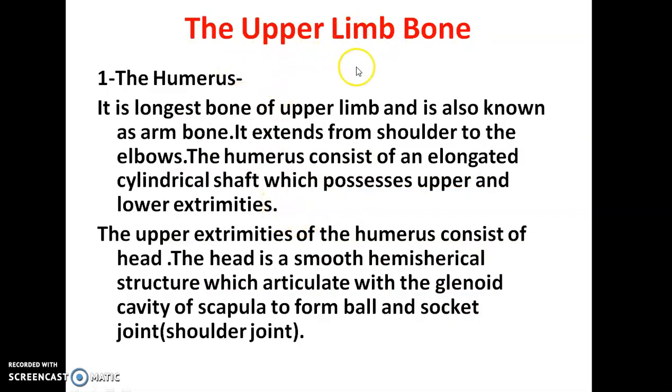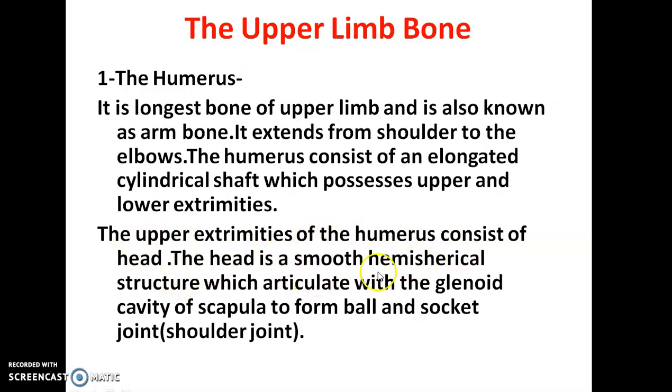Now the upper limb. In this upper limb the humerus comes. It is the longest bone of the upper limb and is also known as the arm bone. It extends from the shoulder to the elbow, and the humerus consists of an elongated cylindrical shaft which possesses the upper and lower extremities. The upper extremity of the humerus consists of the head.